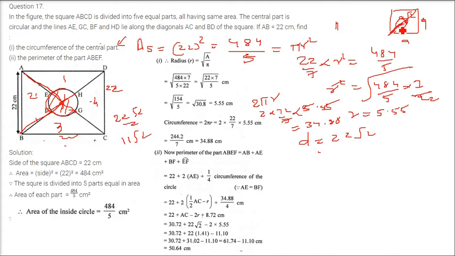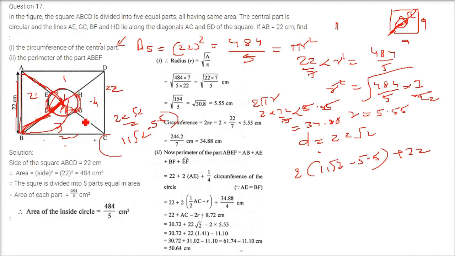From this point to this point, it is 11 root 2, and from here to here it is 5.5. So this will be my BE and AE. We have BE and AE, so multiplied by 2: 2 into 11 root 2 minus 5.5 will be this one and this one. Now I am trying to find out the perimeter of this part. I have taken 22 and this 2, and now I have to find out this side and this side.